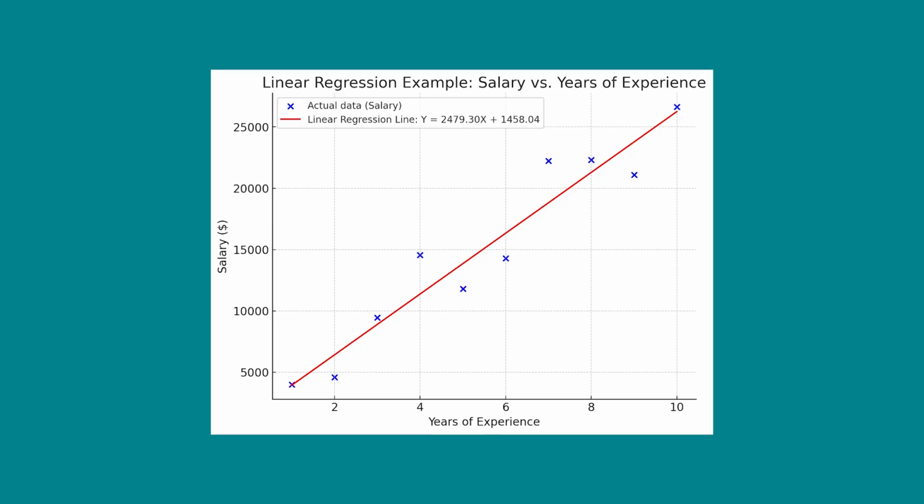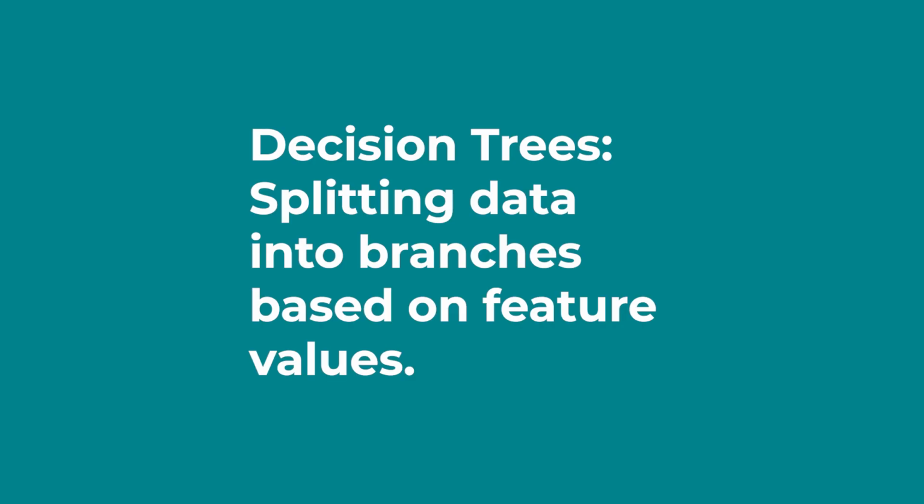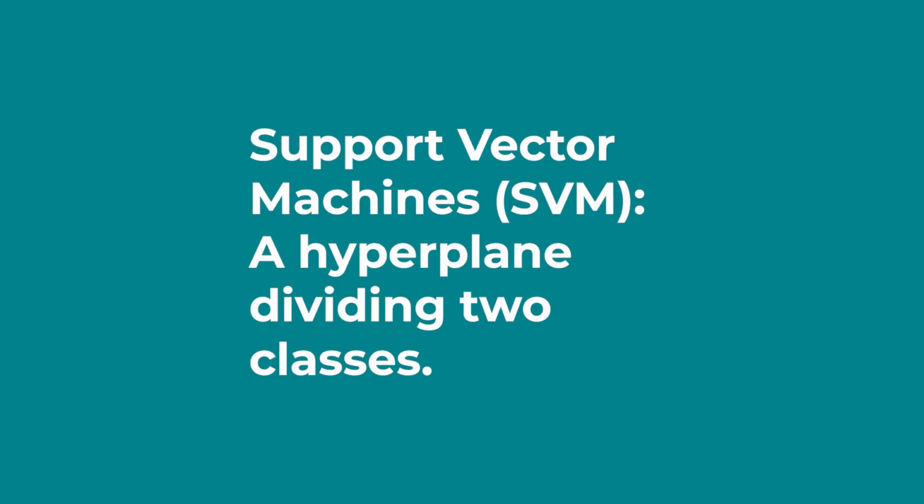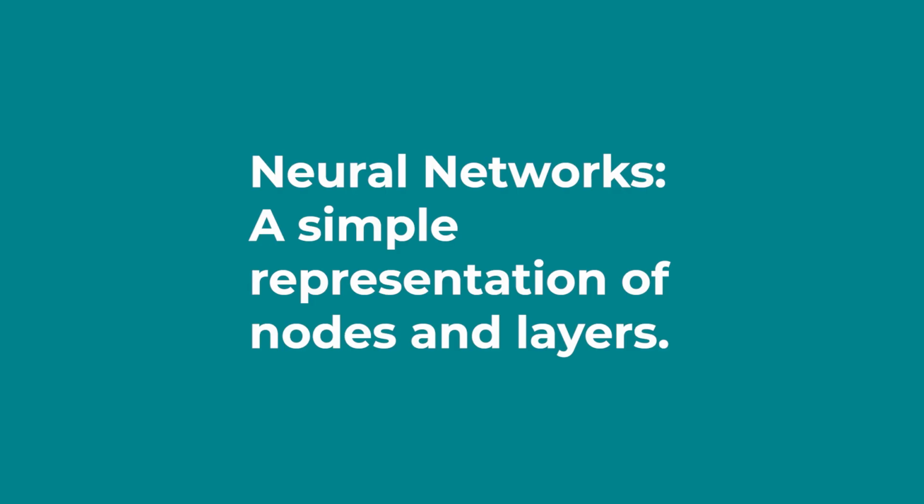There are different algorithms we can use in supervised learning. Some of the most popular include linear regression, a line fitting through data points to predict a continuous outcome. Decision trees, splitting data into branches based on feature values. Support vector machines, a hyperplane dividing two classes. Neural networks, a simple representation of nodes and layers.